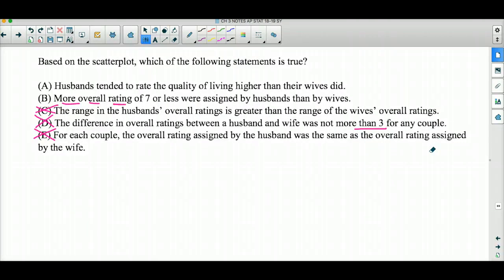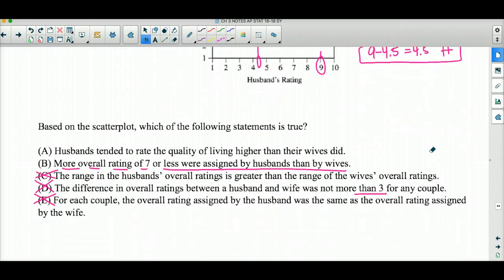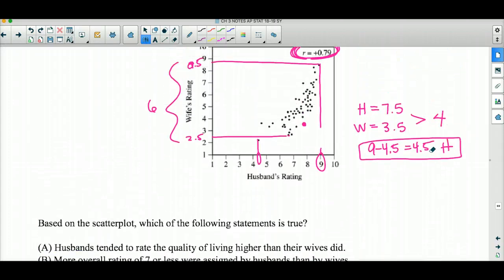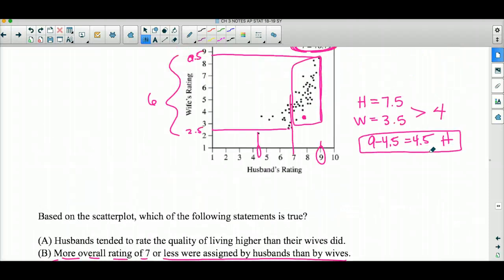More overall rating of 7 or less was assigned by the husbands. No, that's not true. Because the husbands assigned, here is 7. The husbands gave 7 much more than the wives. The wives were the ones who gave, sorry, that was confusing. The wives gave many more 7s or less.